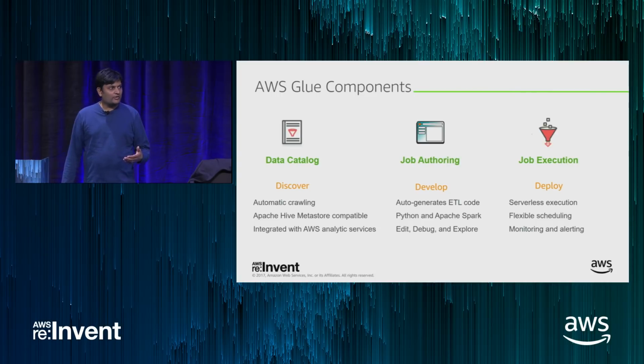The catalog is Hive Metastore compatible, which means you can integrate it with a lot of various tools, including a number of AWS analytics services like EMR, Athena, Redshift Spectrum, and so on.